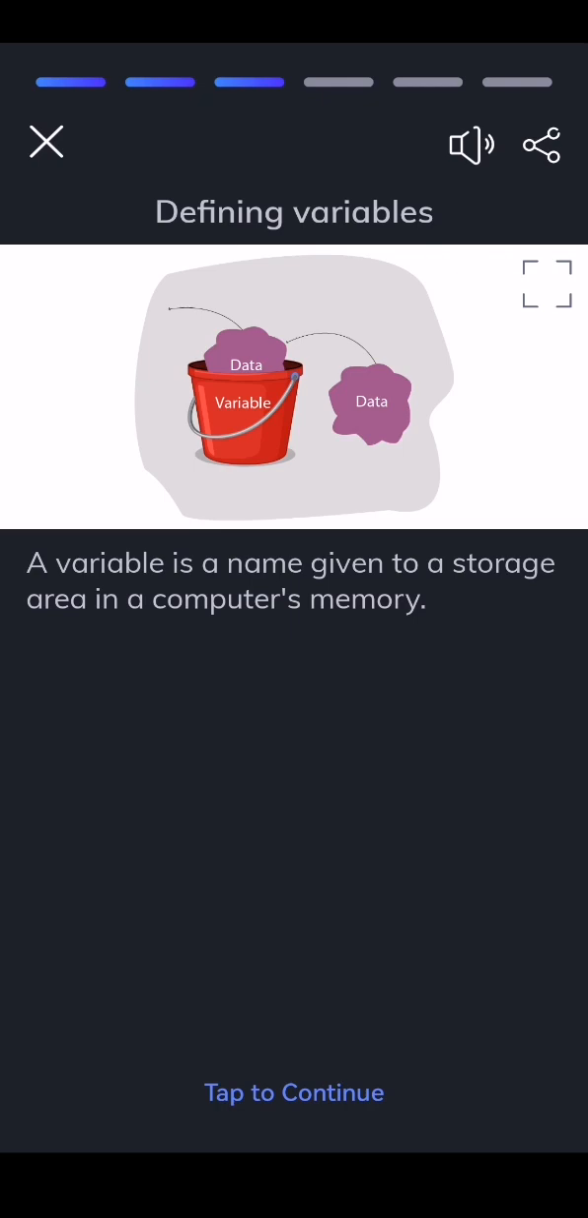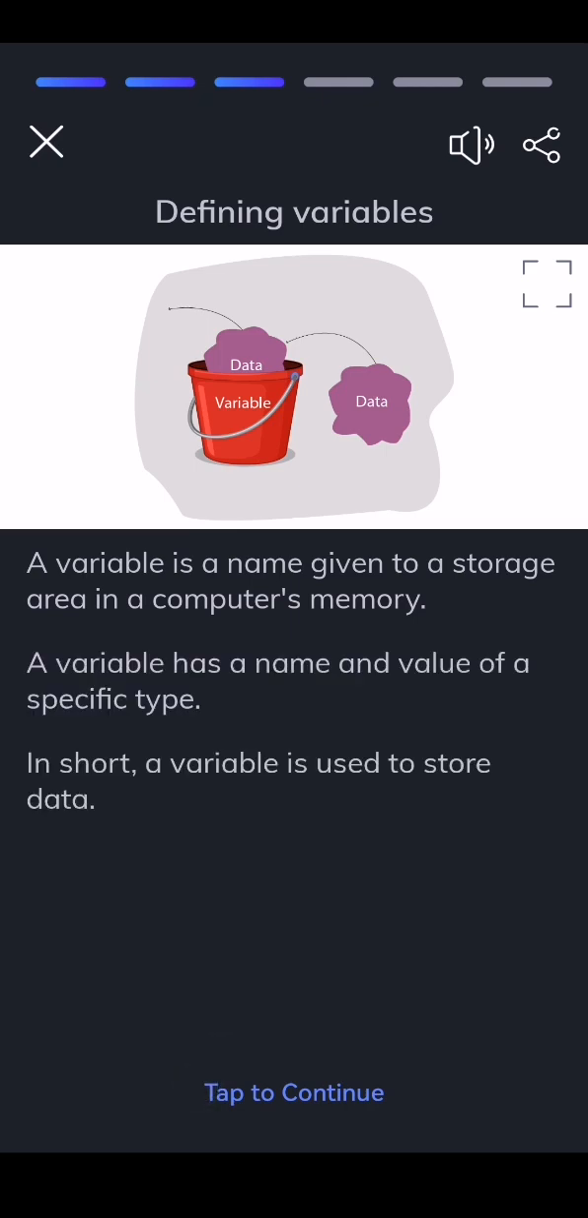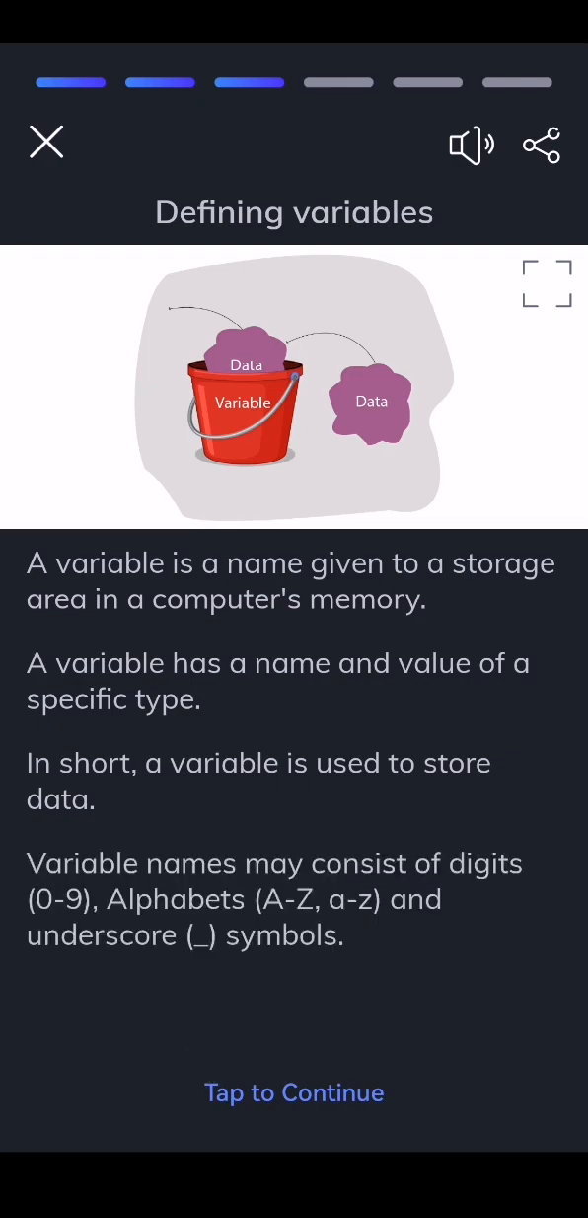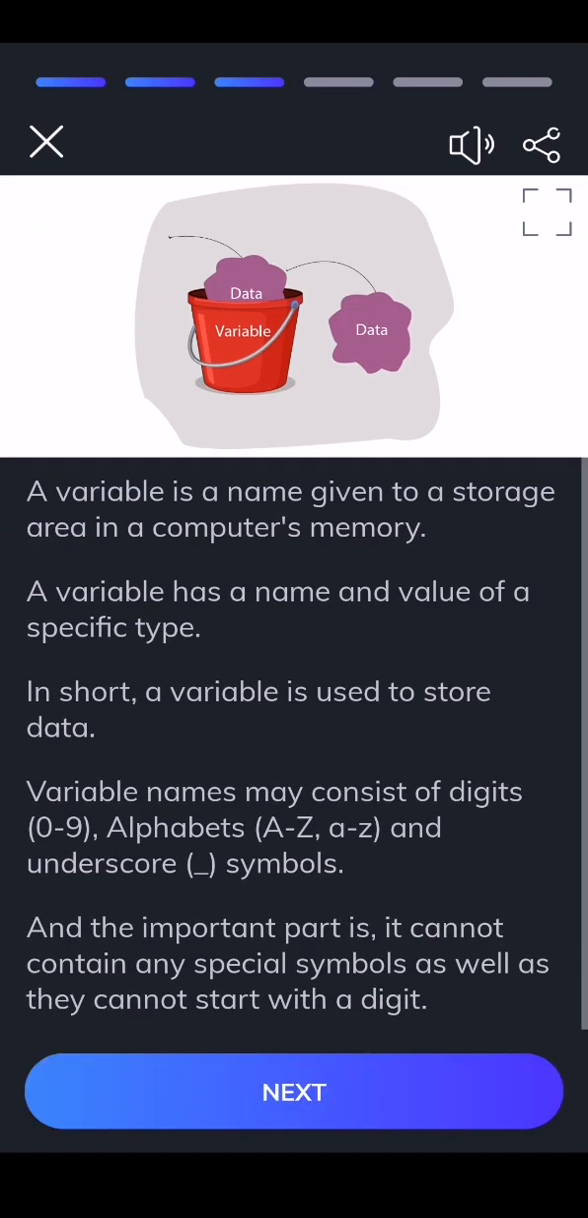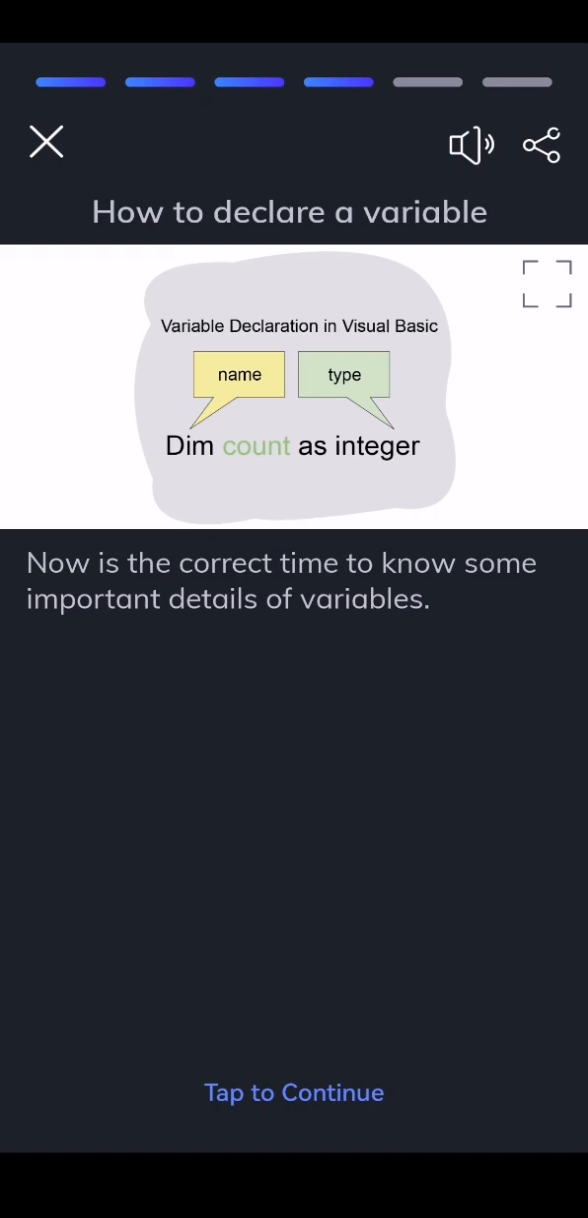A variable is a name given to a storage area in a computer's memory. A variable has a name and value of a specific type. In short, a variable is used to store data. Variable names may consist of digits 0 to 9, alphabets A-Z, and underscore symbols. And the important part is, it cannot contain any special symbols, and they cannot start with a digit. Now is the correct time to know some important details of variables.